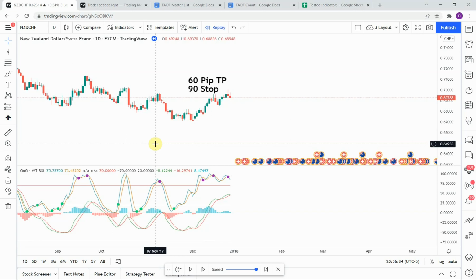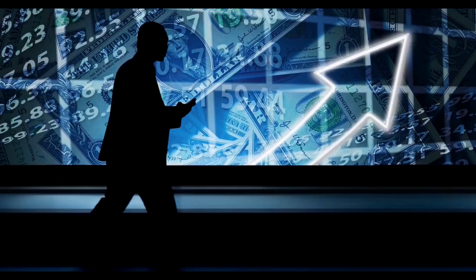Today we will be testing the GnG Wave Trend RSI indicator.